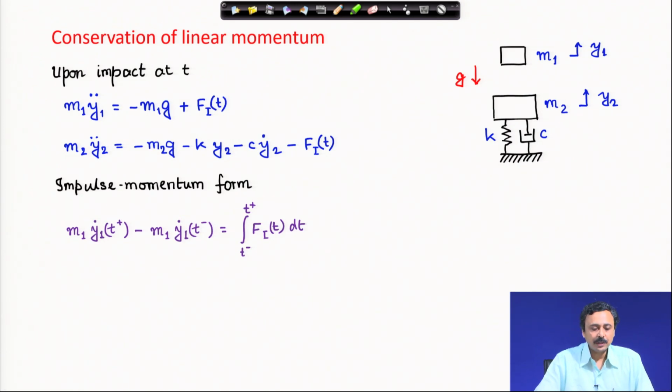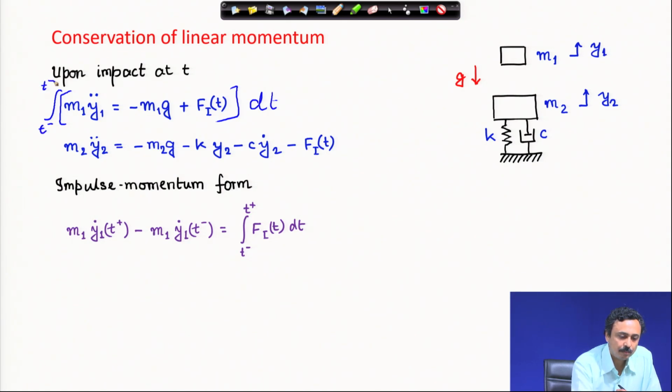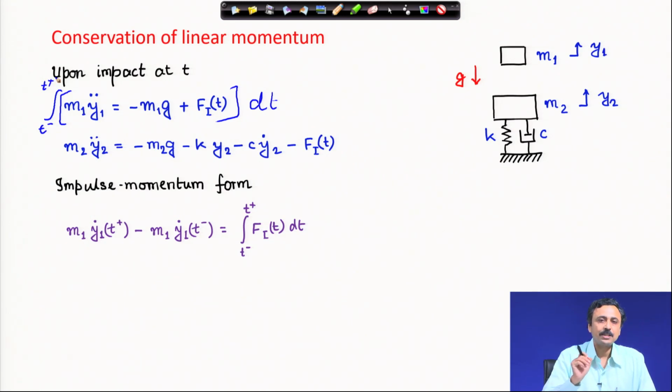Now, let us look at the impulse momentum form for the very short duration. Say the time of impact is t, where t plus means just after impact and t minus is just before impact. Then for the first mass I can integrate this full equation over time. The left hand side becomes m1 constant, integral of y1 double dot is y1 dot, integrated from t minus to t plus, where t is the time instant at which this impact has taken place. I am integrating because outside this time interval Fi is 0.